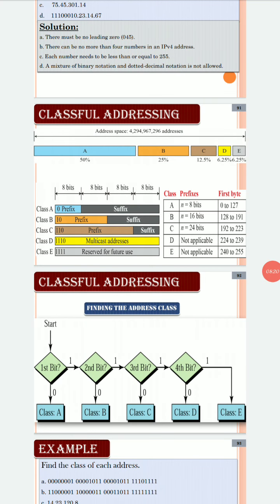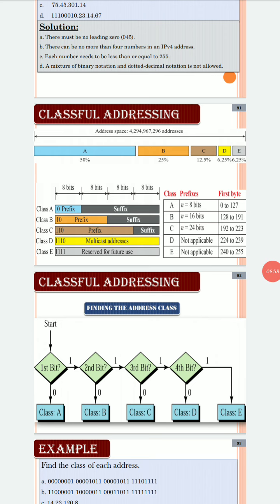Now let us move on to the further classification in IPv4 addressing. Basically, IPv4 addressing is further divided into two types. One is called classful addressing and the second one is classless addressing. Before getting into classful and classless addressing, we'll first define why they are called so.